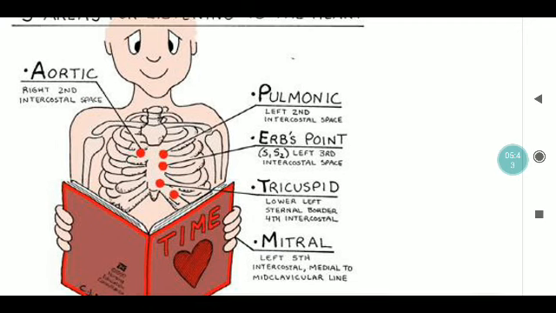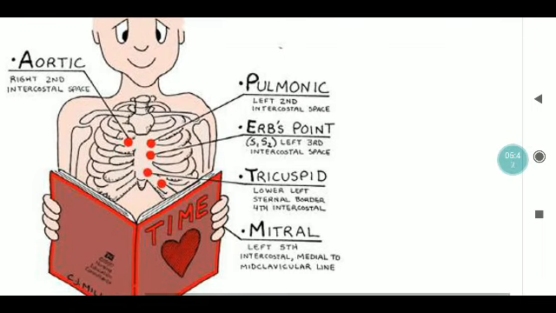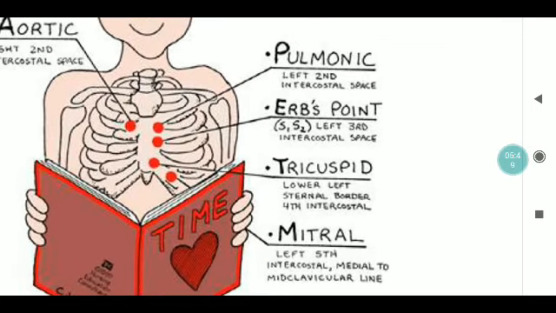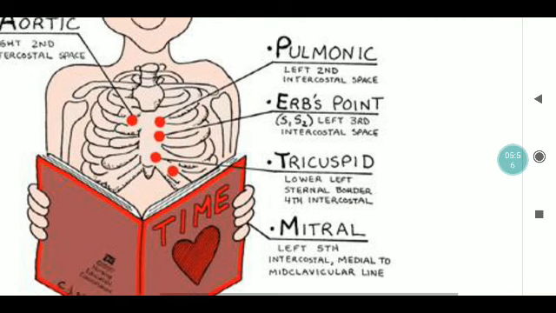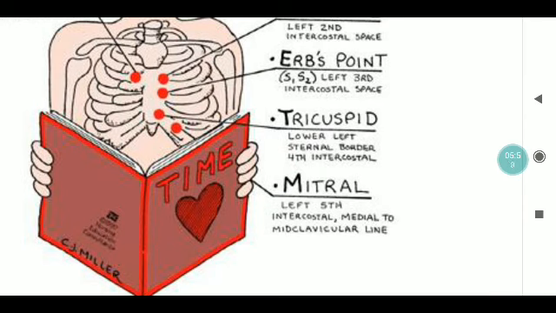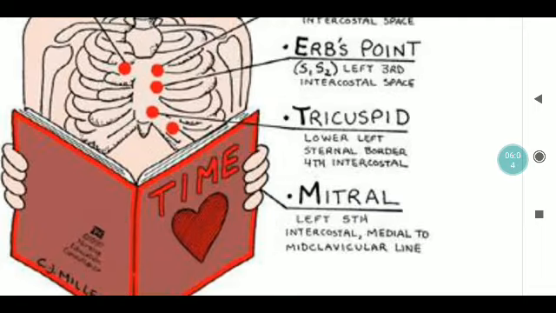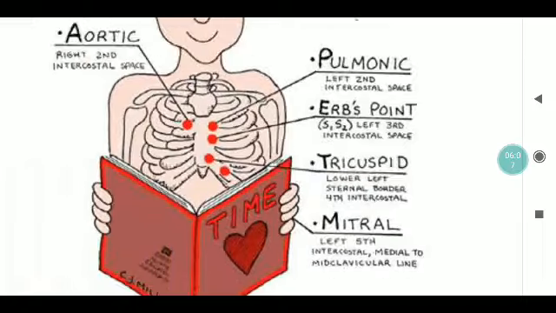Pulmonic valve is present at the left second intercostal space, where you can auscultate for the pulmonary valve. Erb's point is present at the left third intercostal space, which is one space below the pulmonic area. If you auscultate for the tricuspid area, it is present at the left lower sternal border in the fourth intercostal space, and mitral valve in the left fifth intercostal space just medial to the mid-clavicular line.